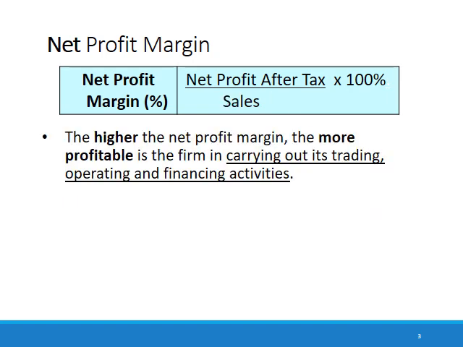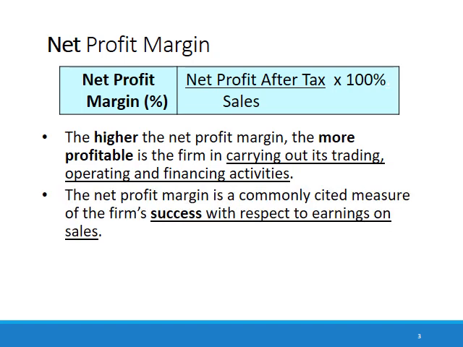The higher the net profit, the more profitable the firm is in carrying out its trading, operating, and financing activities. These are the three main activities of a normal firm. The net profit margin is a commonly cited measure of the firm's success with respect to earnings on sales. In short, this will show you the overall success and is commonly used by people to see how successful the company is.